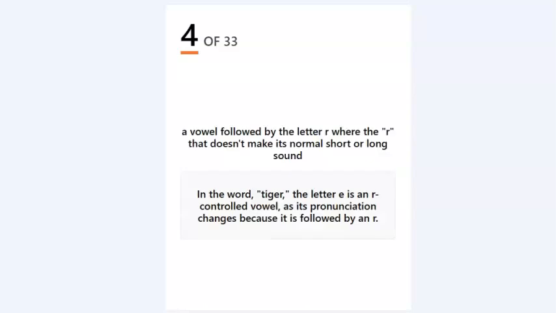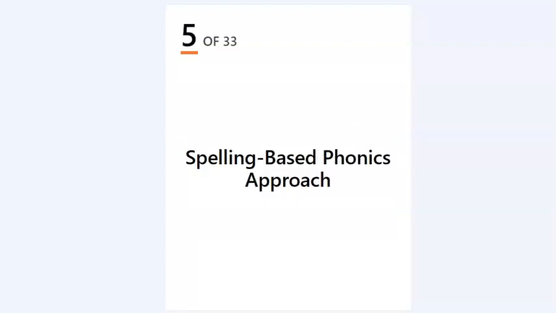R-controlled vowel. A vowel followed by the letter R where the R doesn't make its normal short or long sound. In the word tiger, the letter E is an R-controlled vowel, and its pronunciation changes because it's followed by an R.